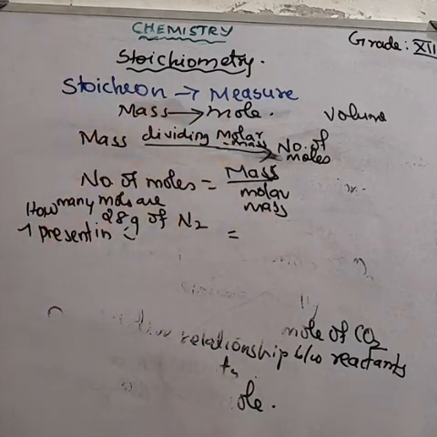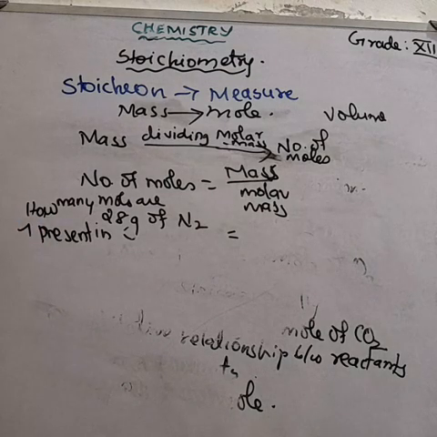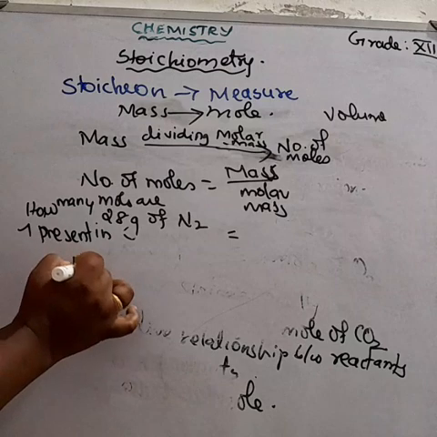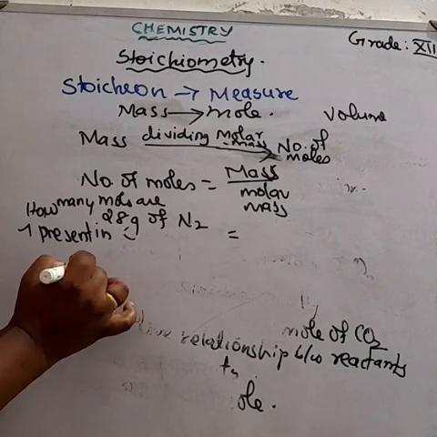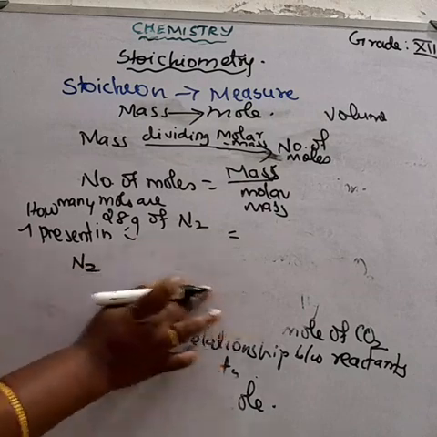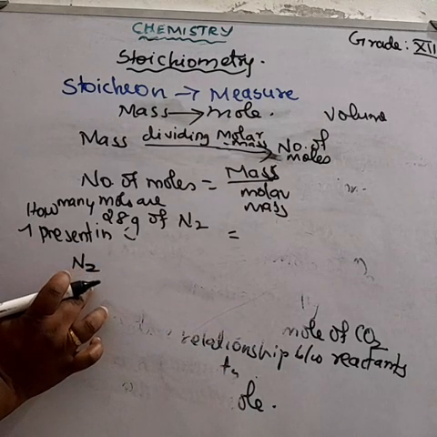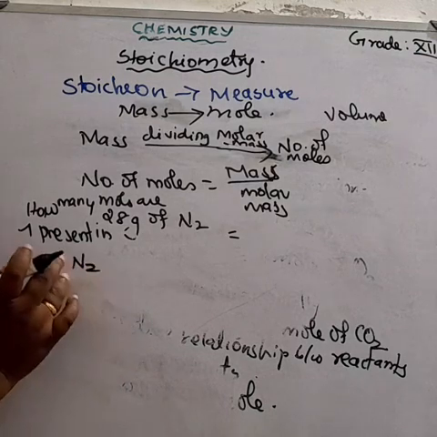What do you mean by molar mass? Molar mass means molecular mass. So nitrogen means N2. Is it an atom or a molecule? It is a molecule. 2 nitrogen atoms are combined to form a nitrogen molecule, N2.